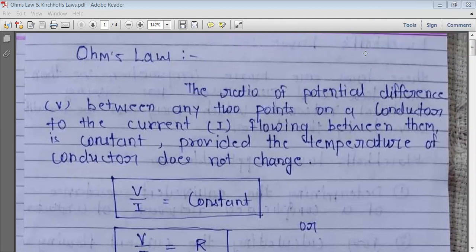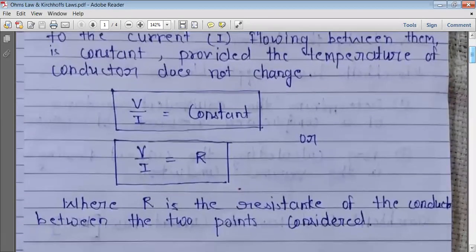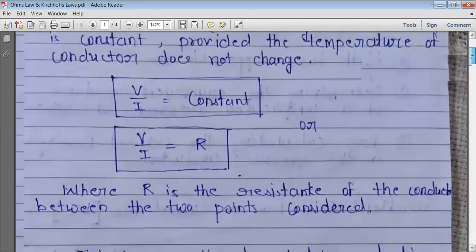The ratio of potential difference between any 2 points on a conductor to the current flowing between them is constant, provided the temperature of the conductor does not change. The ratio of voltage and current is constant. That means V by I equals R, where R is the resistance of the conductor between the 2 points considered.